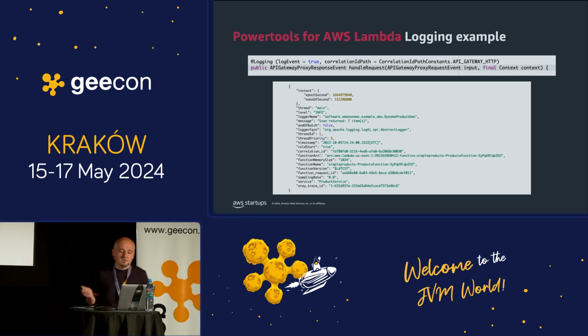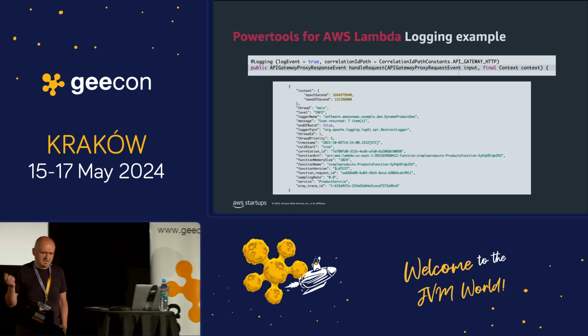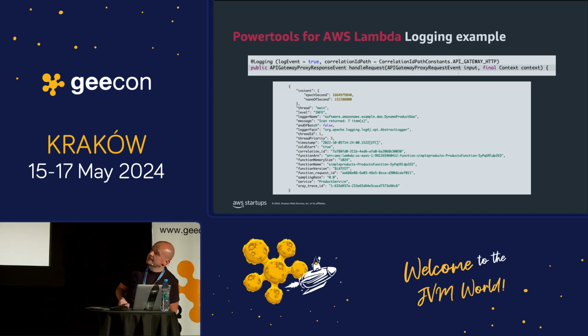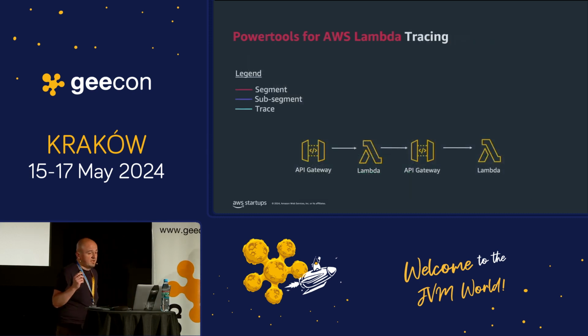So you just use the attribute, and then you have the information automatically logged, and basically by default it works with the cloud, with AWS native observability stack. So we have an example of the logged information here.